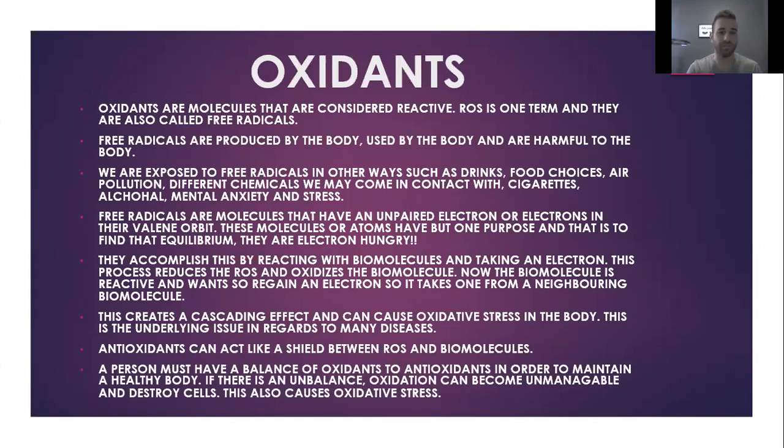A person must have a balance of oxidants to antioxidants in order to maintain a healthy body. If there is an imbalance, oxidation can become unmanageable and destroy cells. This also causes oxidative stress. So I'm repeating myself a lot here, but I think that's a good thing.